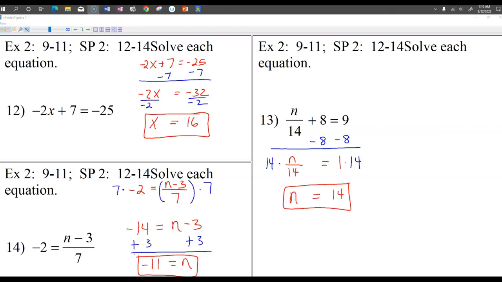Okay, guys, so the answers are 16, 14, and negative 11. If you didn't get those, check your work here, and if that doesn't help, maybe ask a neighbor you're sitting next to, see how they did it, ask them to explain it to you. And we'll go ahead and move on to our last thing.